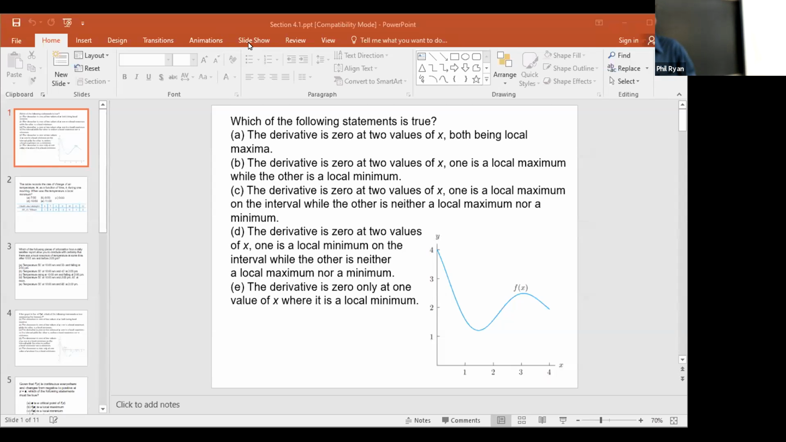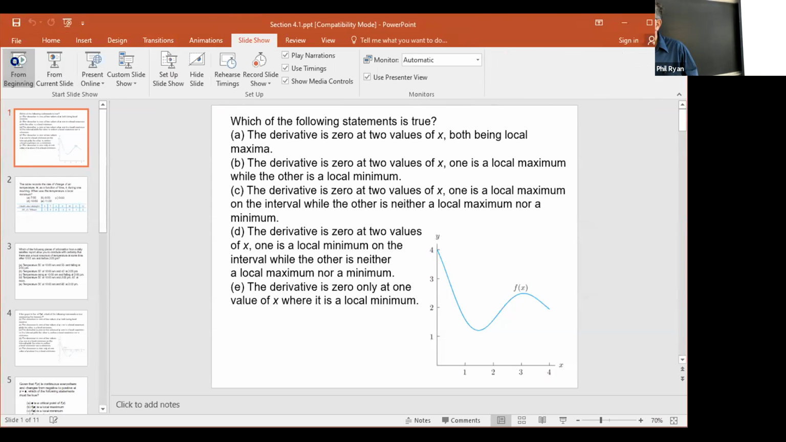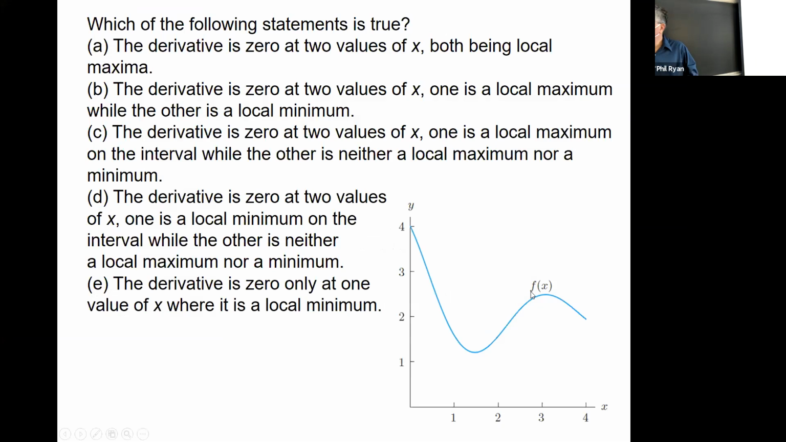Okay, so last time we were talking about maximum and minimum values. And so here we've got an example of a function.